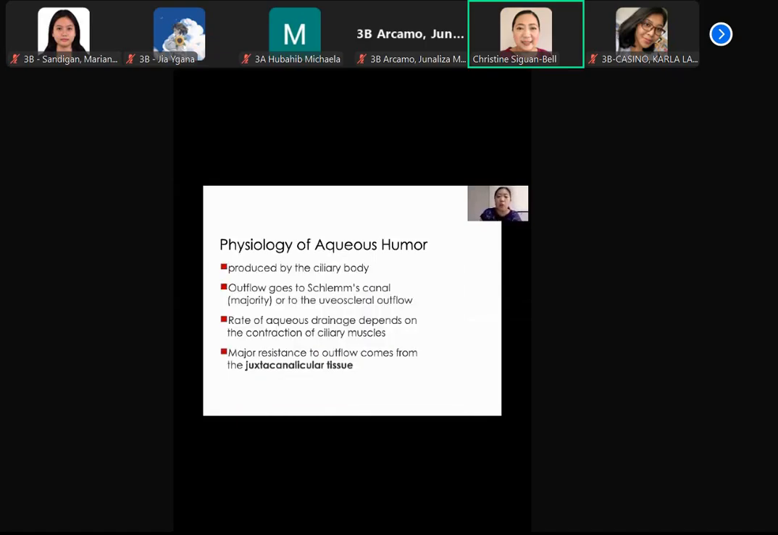So let's go to the physiology of the aqueous humor. The aqueous humor is produced in the ciliary body. The outflow goes to the Schlemm's canal through the trabecular meshwork or to the uveoscleral flow. So there are two outflows, either through the Schlemm's canal or through the uveoscleral outflow. The rate of aqueous drainage depends on the contraction of the ciliary muscles. And the major resistance to outflow comes from the juxtacanalicular tissues.